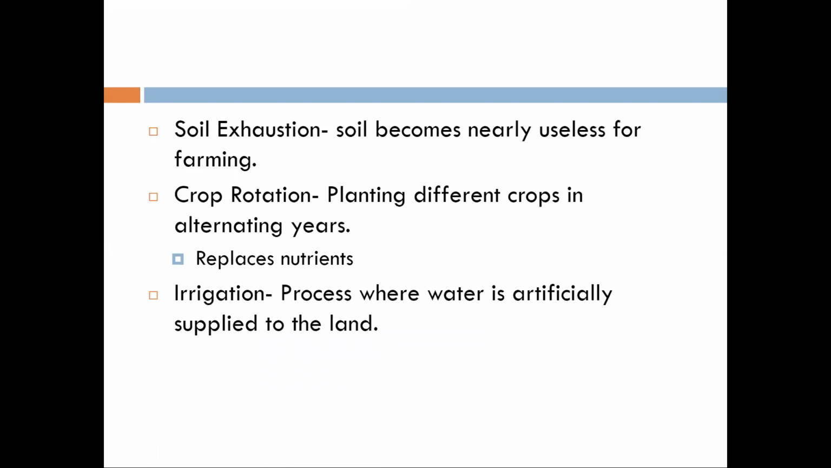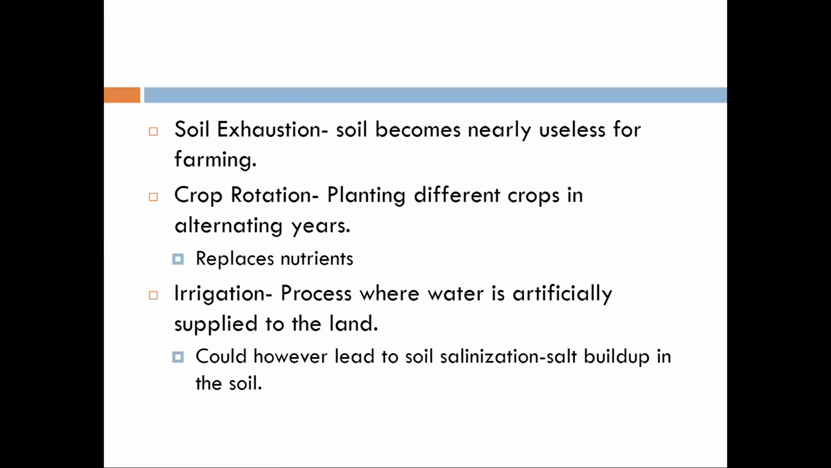I have our last slide here. Soil exhaustion. This is where soil becomes nearly useless for farming. So what do we have to do to help prevent that? Crop rotation. Has anyone heard of that before? Yes, right, probably a pretty familiar term. Farmers around here do that, crop rotation. So it's planting different crops in alternating years, and this helps replace nutrients.